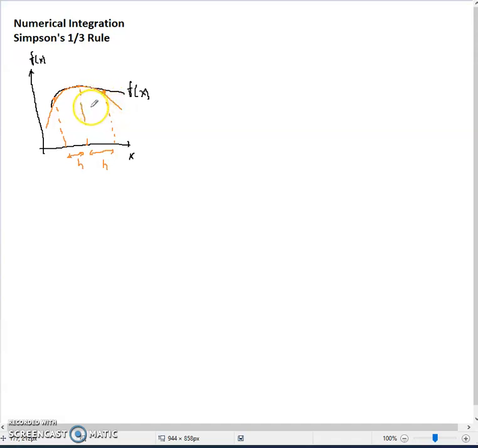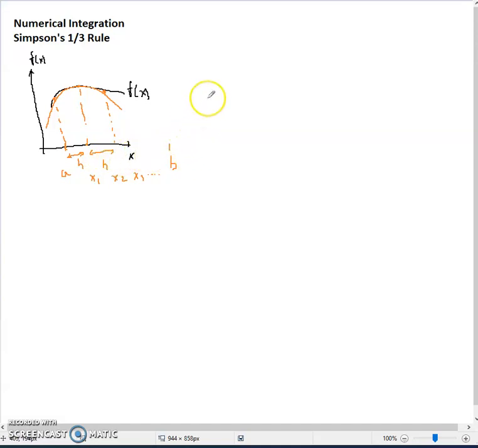So if we have an odd number of points, we start always with point A, we finish with point B, and then we have x1, x2, x3, and so on. So we have an odd number of points or an even number of segments.